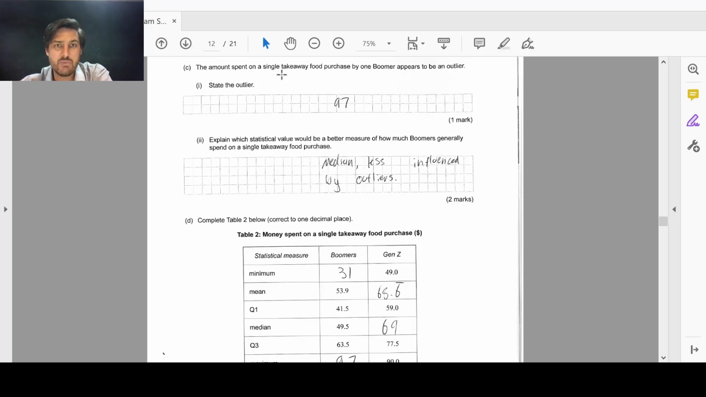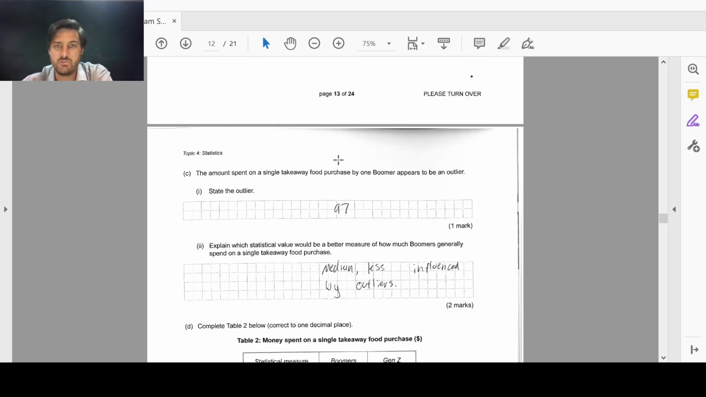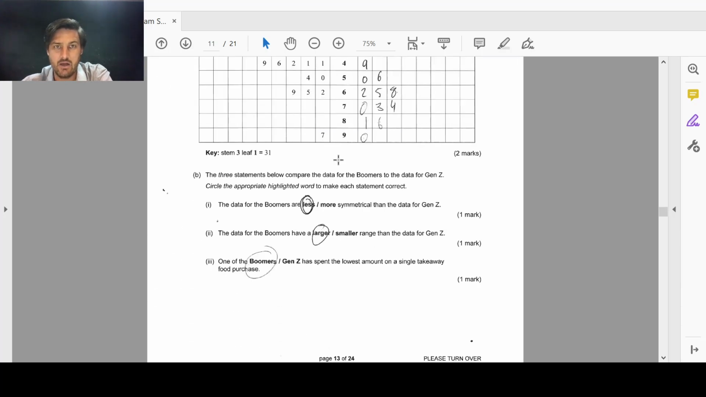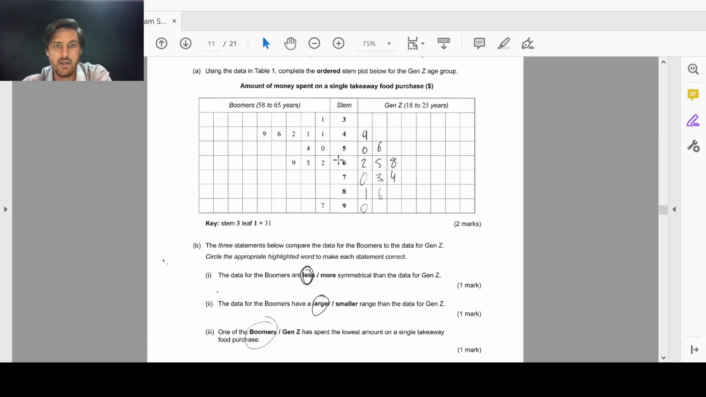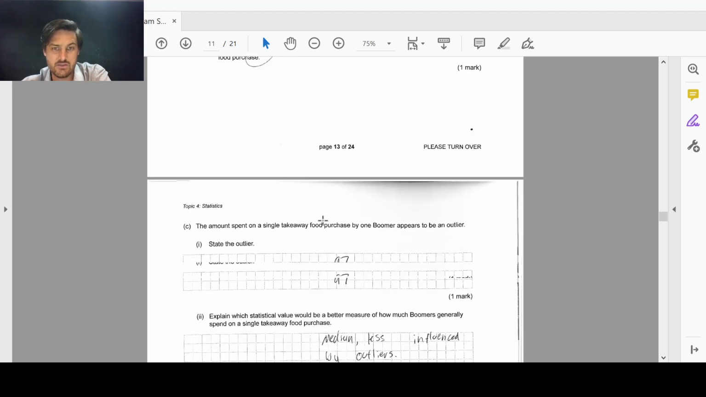Okay, the amount spent on a single takeaway food purchase by one boomer appears to be an outlier. State the outlier. All right, so sometimes, not always, but in this case, we can identify this as an outlier for the boomers because there's no other values in here. It's not like we have a gradual tail off that we can say, oh yeah, well, that makes sense. But this one here, the next highest value is only 69, and then we go all the way up to 97. So we can identify this one as an outlier in this instance.